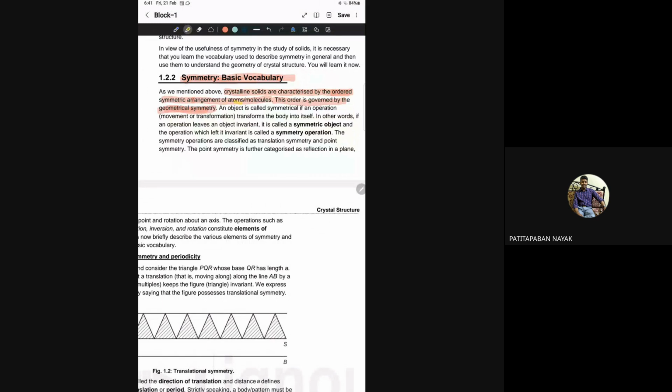An object is called symmetrical if an operation or movement or transformation transforms the body into itself. Whatever arrangement we had, we can rotate it, translate it, or invert it. But if we get back the same object, then it is called symmetrical with respect to that operation. In other words, if an operation leaves the object invariant, it is called a symmetric object.